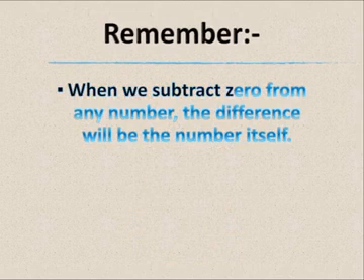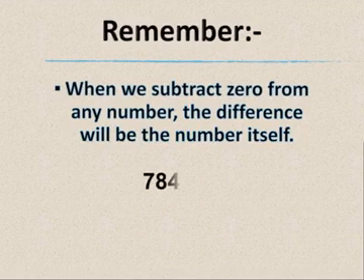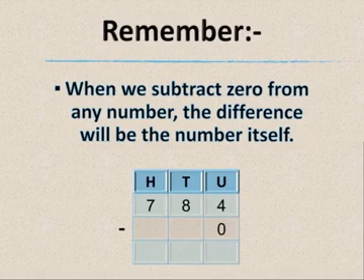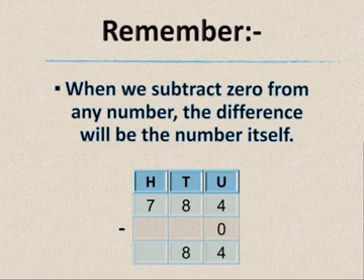When we subtract 0 from any number, the difference will be the number itself. Example, 784 minus 0. 4 minus 0 is equal to 4. Since we do not have any other number except 8 in the tens place, we will write the number 8 as it is. In the same way, we will write the number 7 in the hundreds answer section.